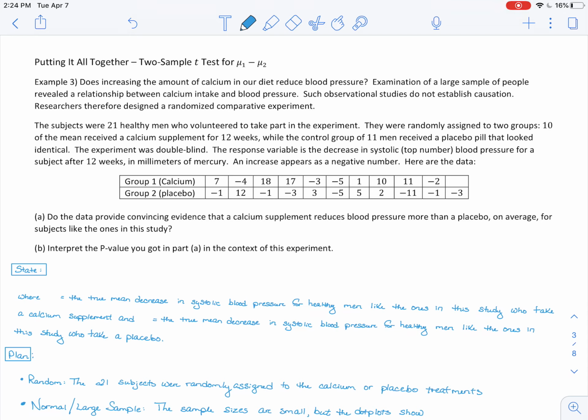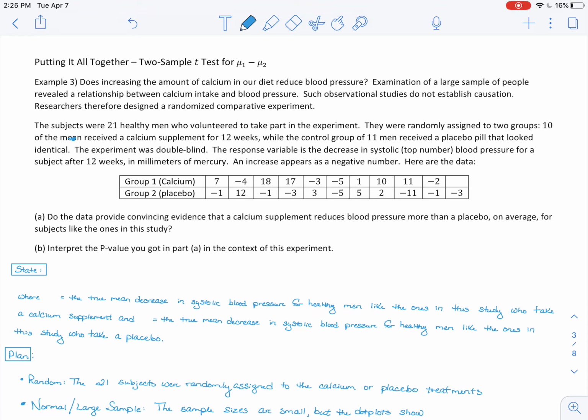And the problem is talking about increasing the amount of calcium in our diet and the possible reduction of blood pressure. So examination of a large sample of people revealed a relationship between calcium intake and blood pressure. So this is like an observational study. They noticed this, so because it doesn't imply causation, they decided to make a randomized comparative experiment. The subjects in the study were 21 healthy men. They volunteered to take part in the experiment. They were randomly assigned to 2 groups.